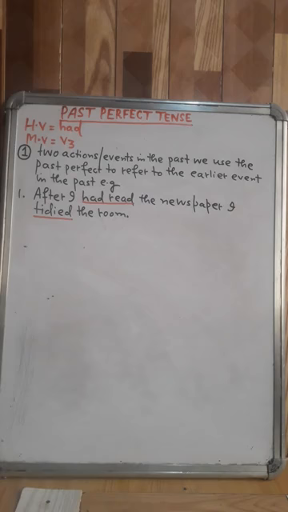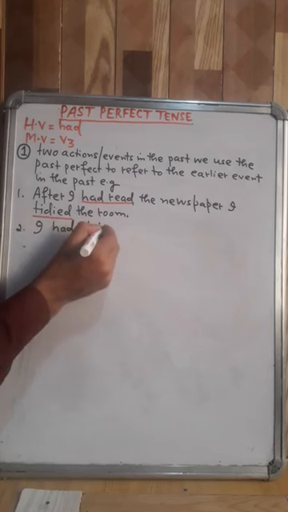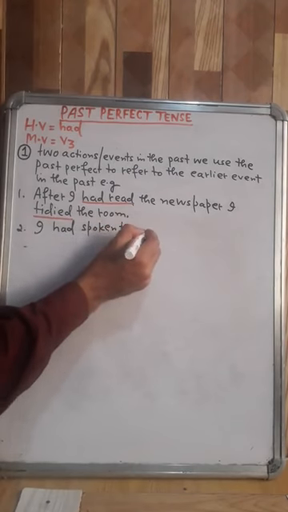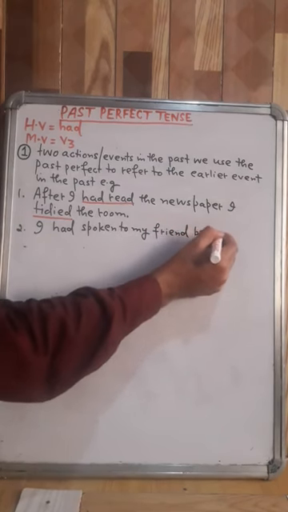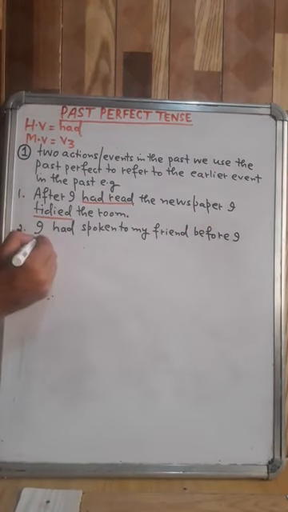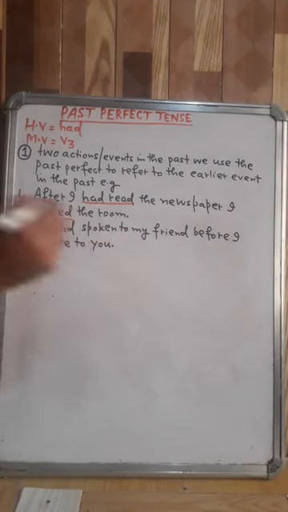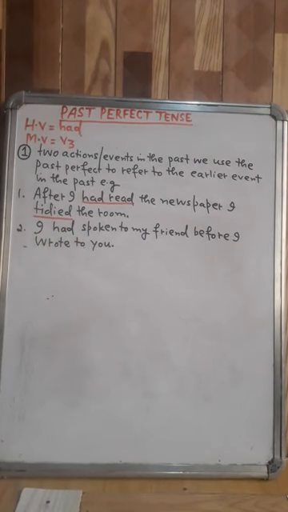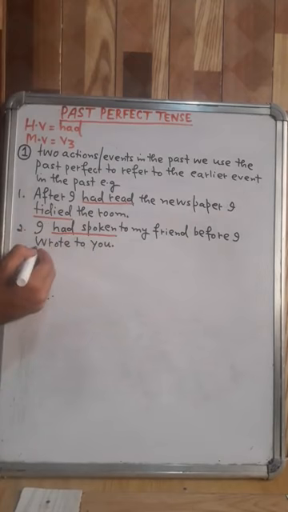Now another example. I had spoken to my friend before I wrote to you. This is the past perfect form, and here the past simple form. I had spoken to my friend before I wrote to you.